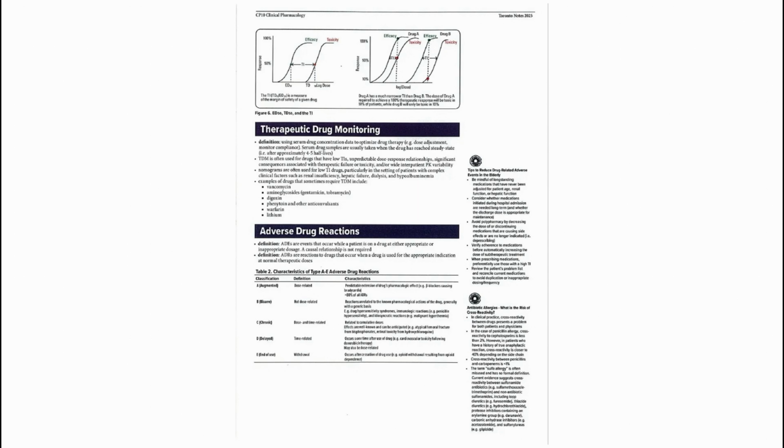Type E, end of use. E stands for end of use. These are withdrawal reactions occurring after discontinuation of a medicine. Examples include stopping chronic opiate therapy, leading to opiate withdrawal syndrome.